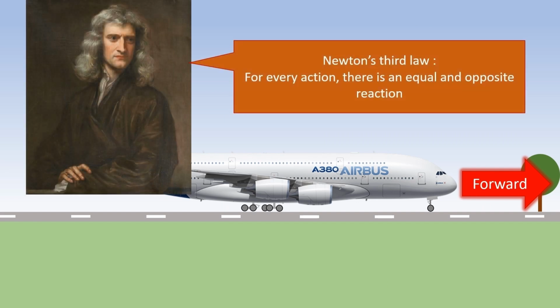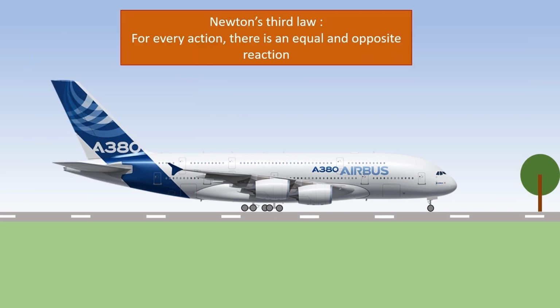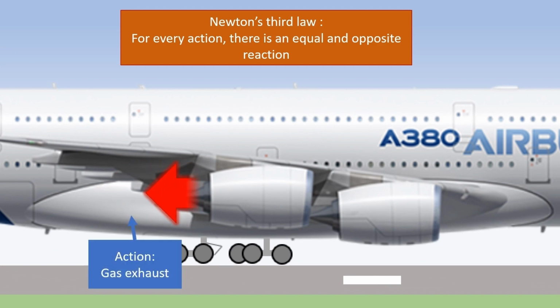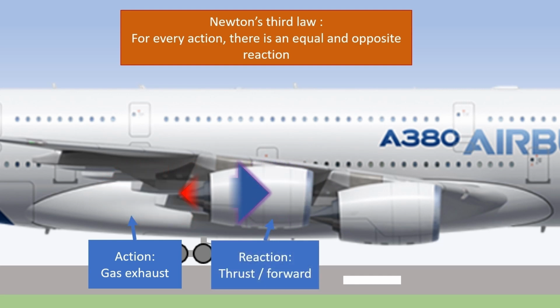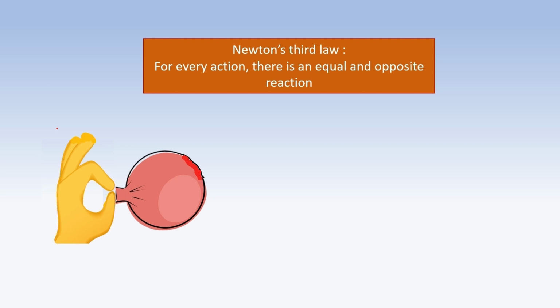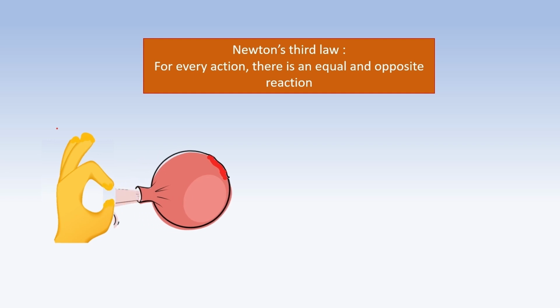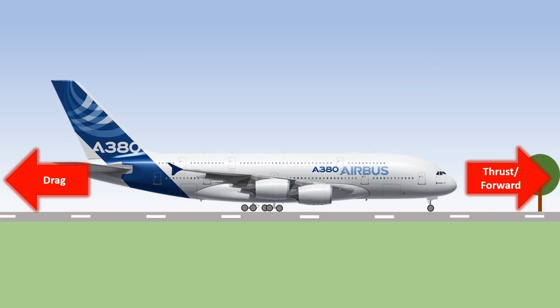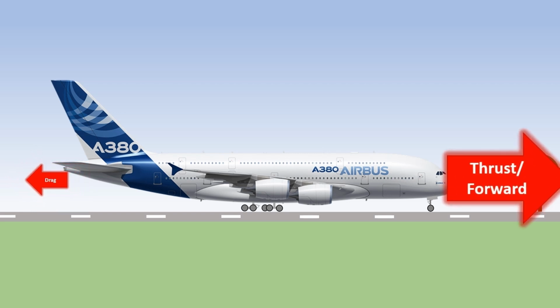This is where we apply Newton's third law of motion. For every action, there is an equal and opposite reaction. In this case, the high-speed exhaust gases from the engine create a forward force on the aircraft. To understand this, think of a balloon that flies forward when you release the air in the opposite direction. The same principle applied to the aircraft's engine. The thrust generated by the engine must be large enough to overcome the drag, so that the aircraft can move forward faster.